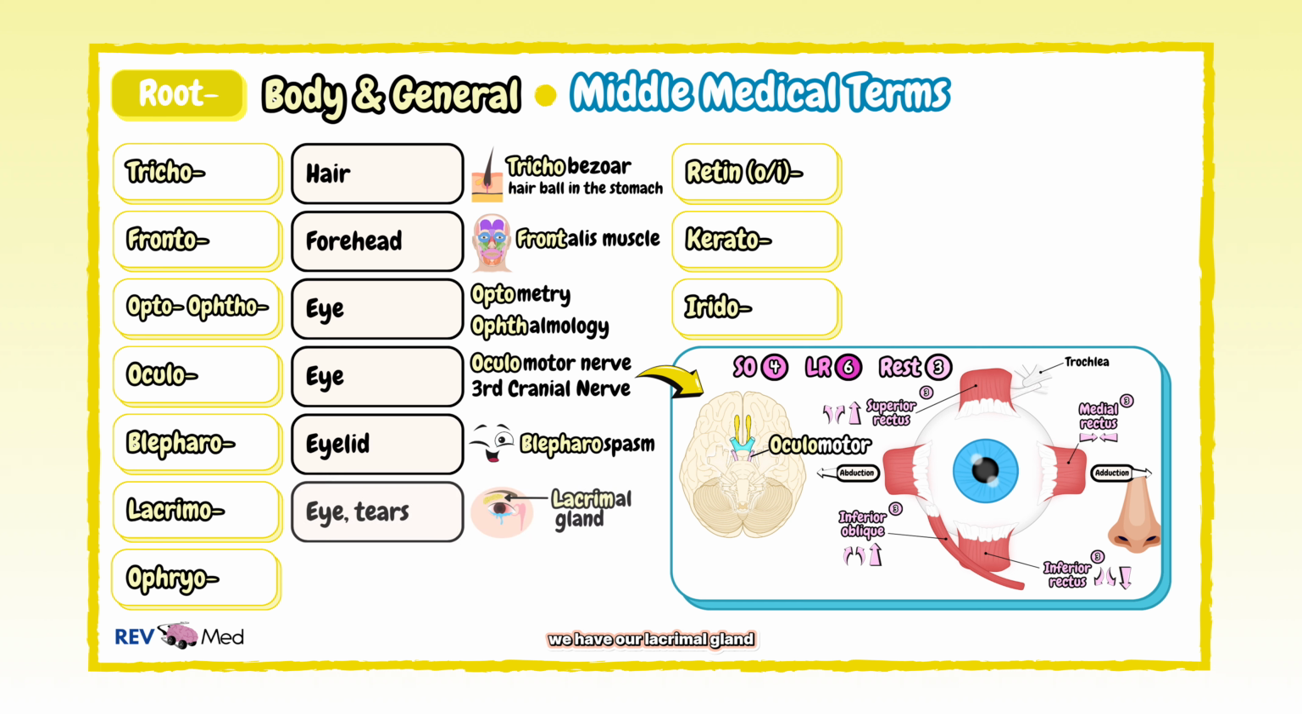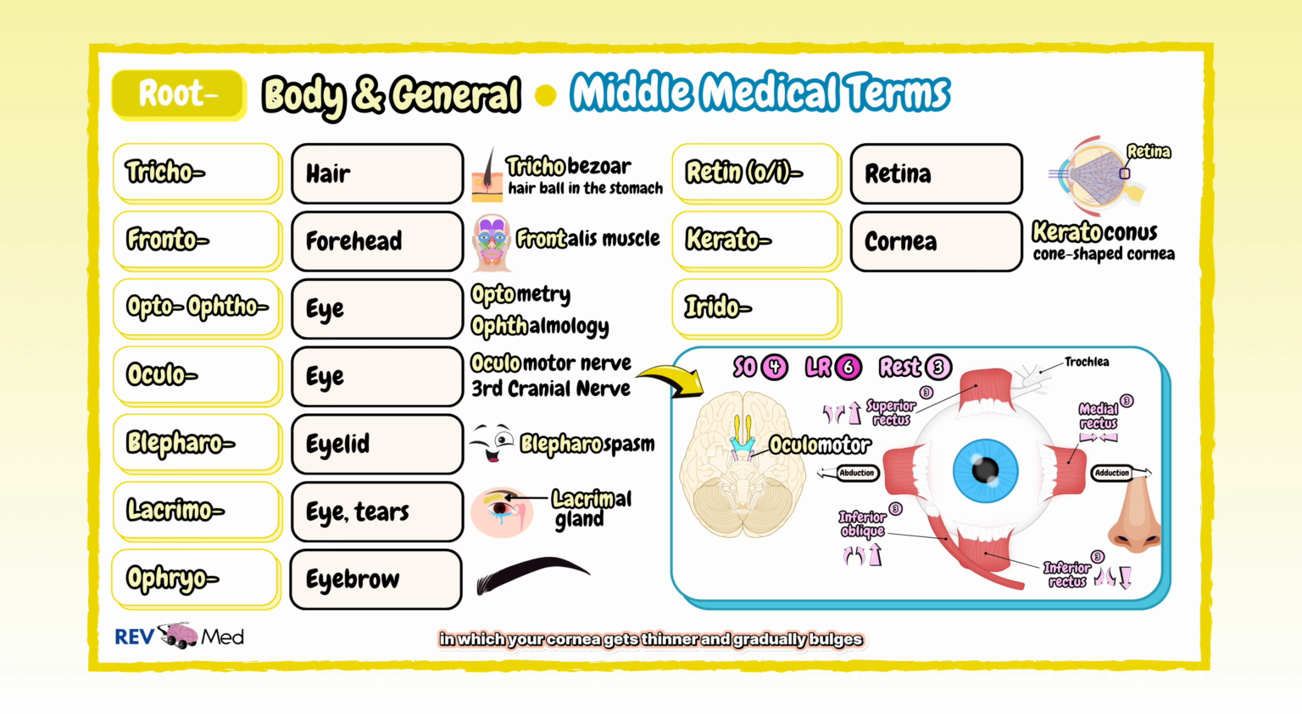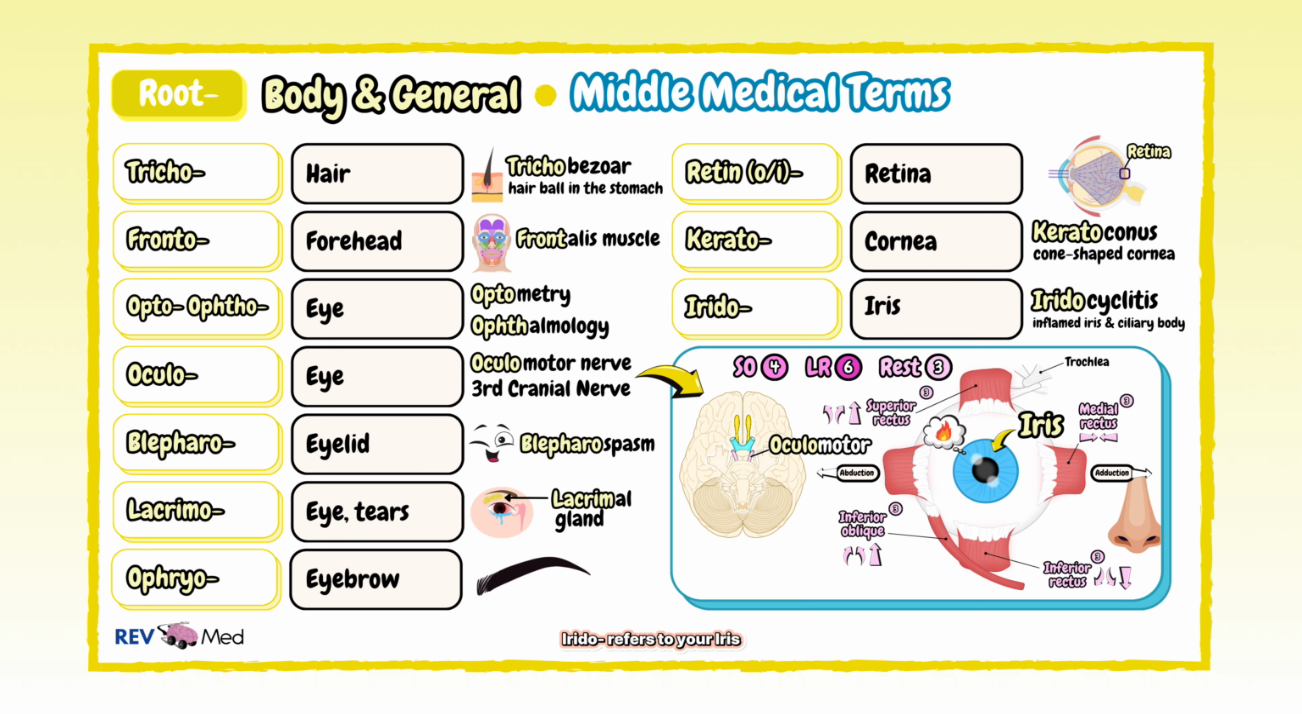We have our lacrimal gland. Ophrio is another fancy term, and it's your eyebrow. Retino, well, it's your retina. Kerato is the cornea. We have an eye condition known as keratoconus, in which your cornea gets thinner and gradually bulges outwards into a cone shape. Irido refers to your iris, and we can use the example iridocyclitis, which is an itis, suffix for inflammation. This is an inflammation of both the iris and the ciliary body.